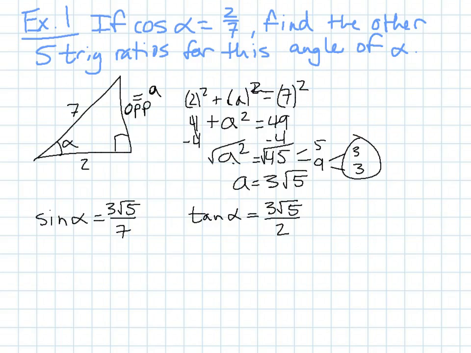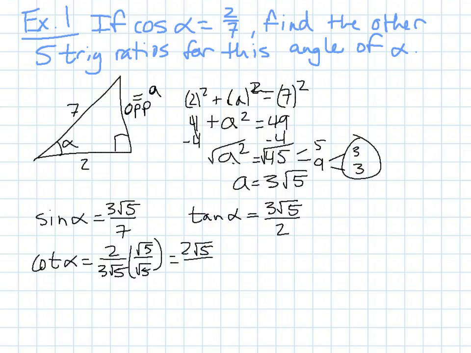Cotangent will be the reciprocal of tangent, so it would be 2 over 3 square root of 5. Here I'd like to rationalize. Usually this is a good habit to get into, especially when we're talking about stuff on the unit circle that we'll talk about later. So here I get 2 square root of 5 over 3 times square root of 5, and square root of 5 times square root of 5 is 5. So 3 times 5 is 15.